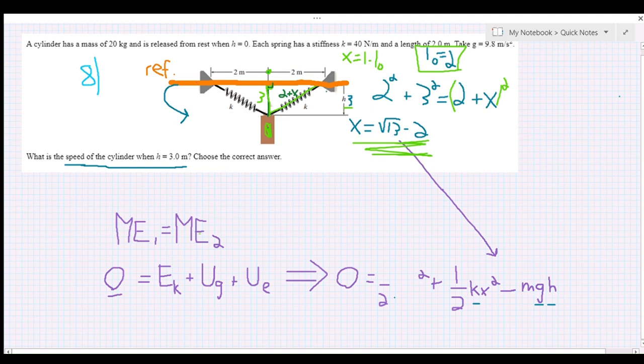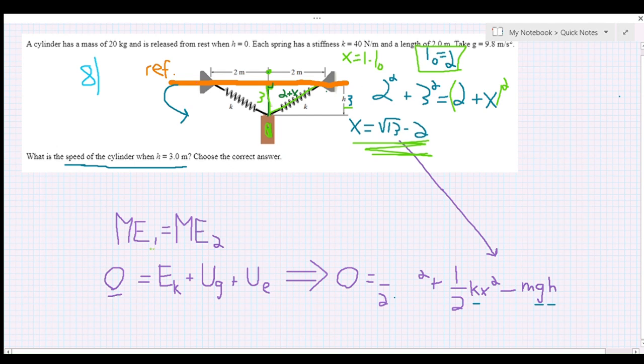Now we begin with the mechanical energy. ME1 over here, the initial, is equal to ME2. Now ME1 is kinetic energy, gravitational potential energy, and elastic potential energy. EK is 0 since it's released from rest, simple. Picking the reference to be the horizontal line where it was located, so UG is also 0. And UE is 0. Why? Because the length of the spring is equal to its natural length. There's no extension, so there's no x.